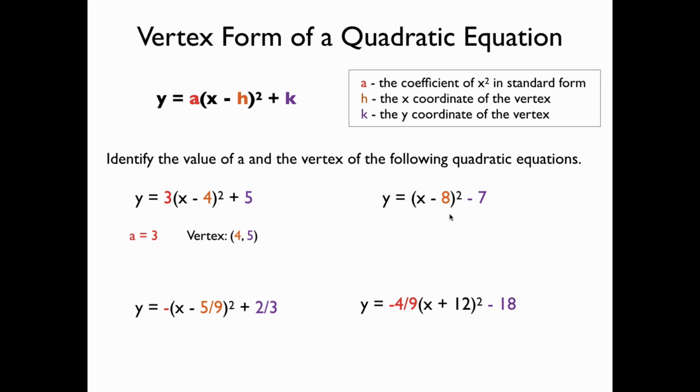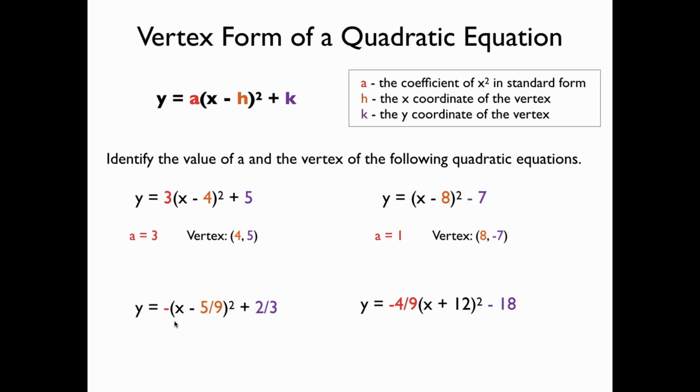For the next one, the value of a is outside of the parentheses. Well, what's outside of the parentheses here? Do you see anything? I sure do. What did I say was always outside of parentheses? There's a 1. So the value of a is going to be 1. The value of h is going to be positive 8 because h comes after the negative or subtraction sign. And the constant out here is going to be negative 7. So the value of a is 1, and the vertex is 8, negative 7.